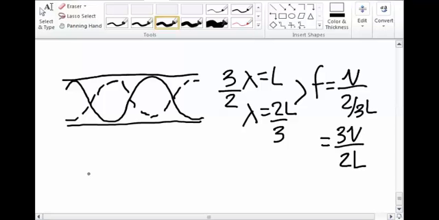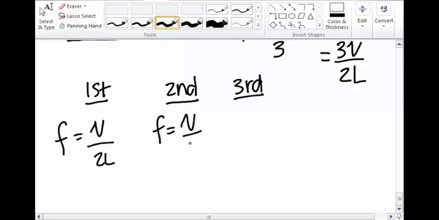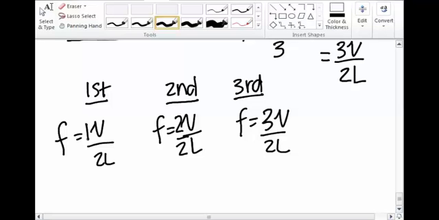So now if I want to compare my 3 harmonics just like I did last time, what do I have? I have F is equal to V over 2L, F is equal to V over L, and F is equal to 3V over 2L. Does that look familiar? What does it look like? It's the same as last time, so I can put some 2's in here if you want to see the whole picture, and a 1.